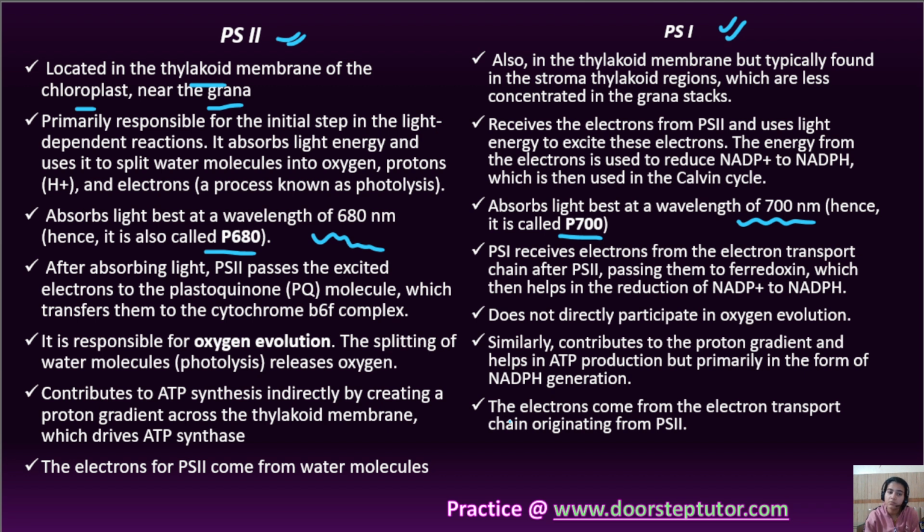After absorbing the light, PS2 passes the excited electrons to plastoquinone. In short, we use the term PQ for this molecule, and this PQ is an electron acceptor which transfers them to the cytochrome B6F complex. In the case of PS1, it receives electrons from the electron transport chain after PS2 and passes them to ferredoxin, which is also an electron acceptor, and which then helps in the reduction of NADP positive to NADPH.